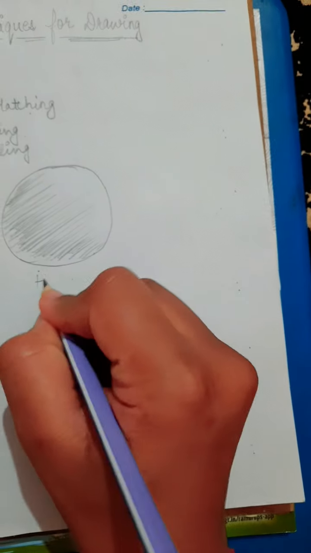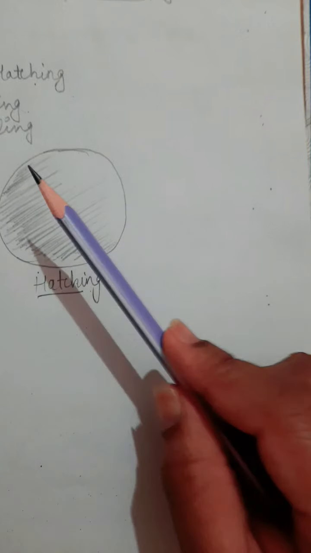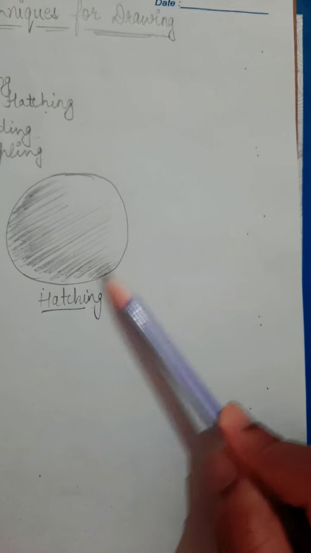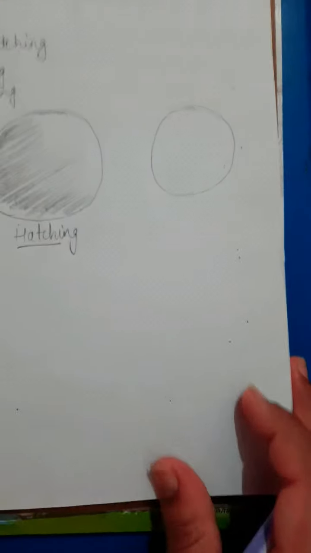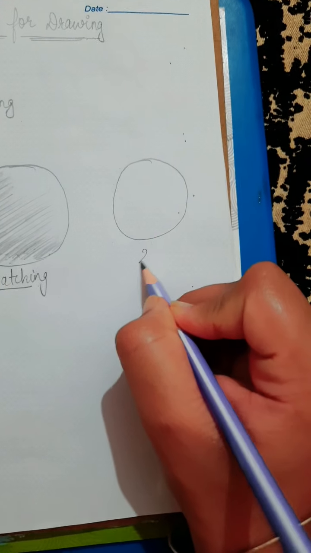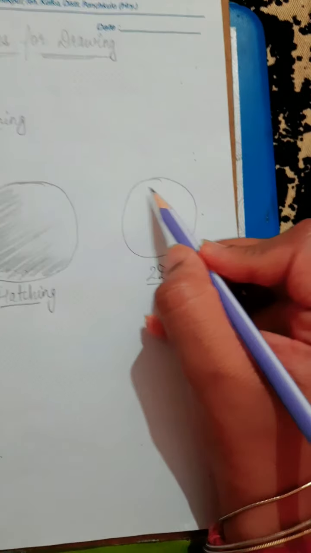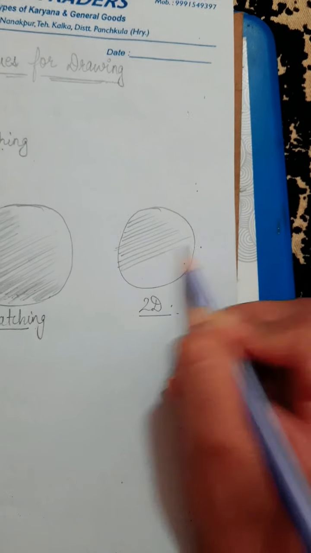Now this is hatching. You can create darker and lighter sides like this. Now we'll do cross hatching. I have discussed various dimensions of cross hatching. This is one-dimensional, generally known as hatching. In two-dimensional you have to make fine lines in two directions like this. We are making lines in one direction only, so this is hatching.